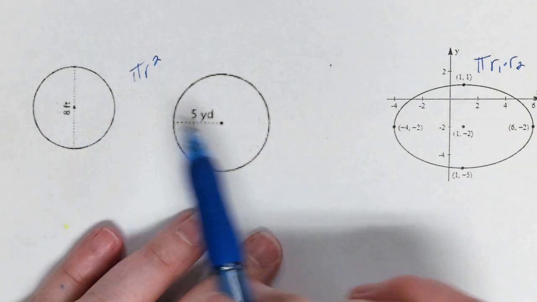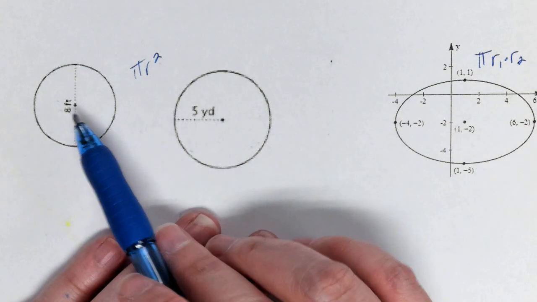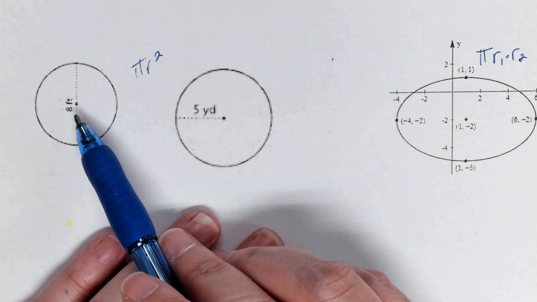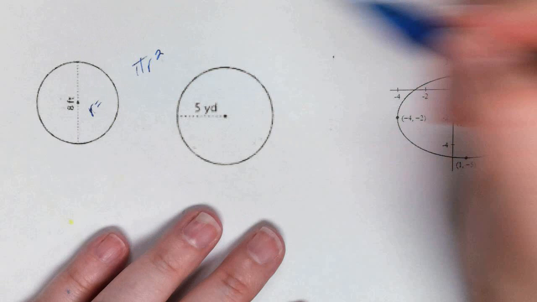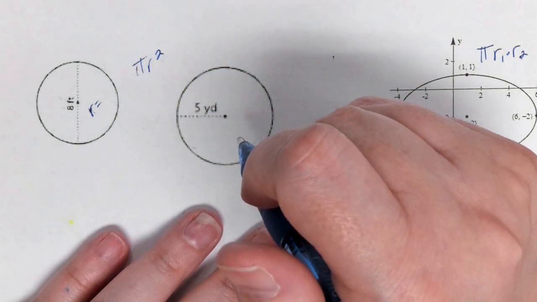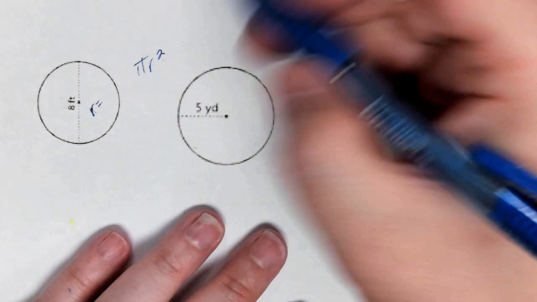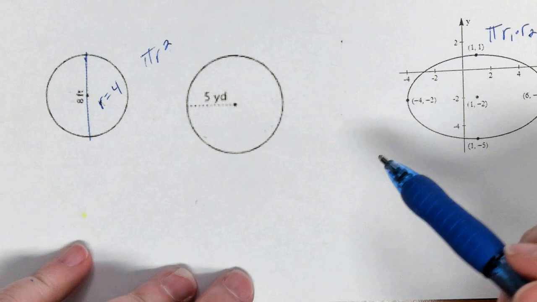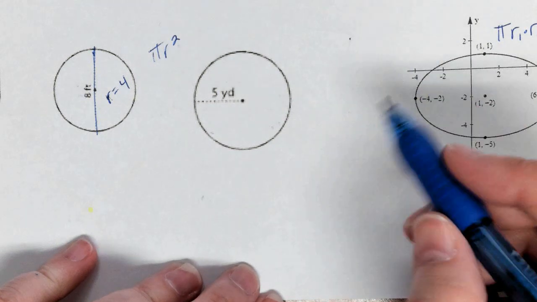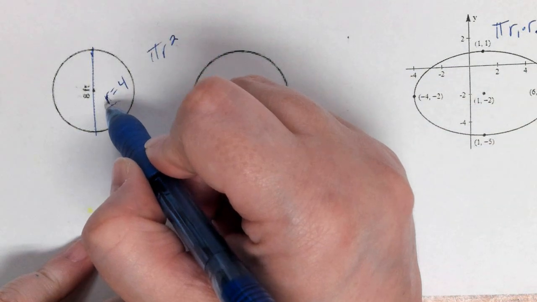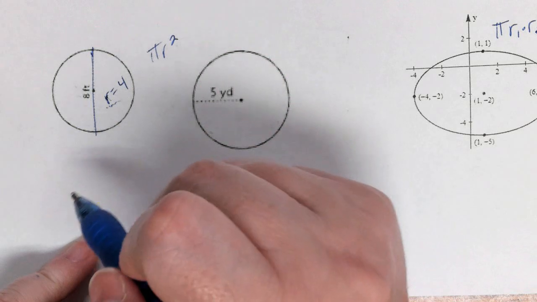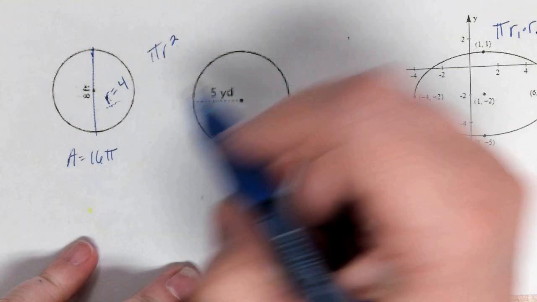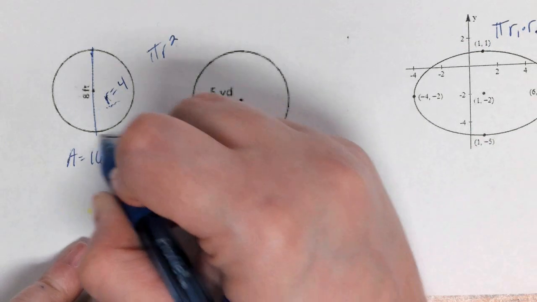The only thing that can make this one at all hard is make sure that you're using the radius. Did they give us the radius here? No. What's the radius on this circle? 8 is the diameter, so the radius is half of that. So when I do r squared, that's r times r, so what's r squared? So you just put 16 pi, and this is in feet squared.